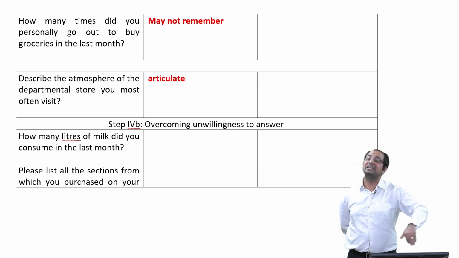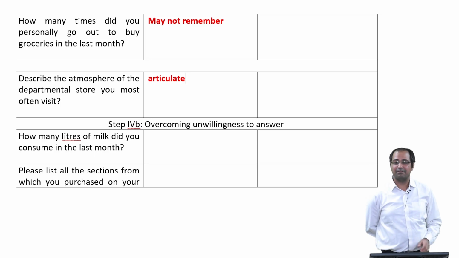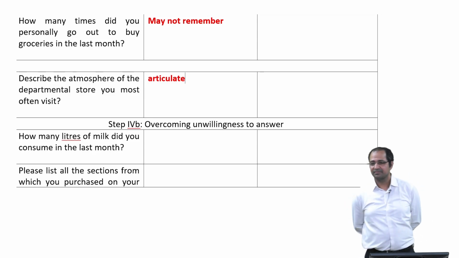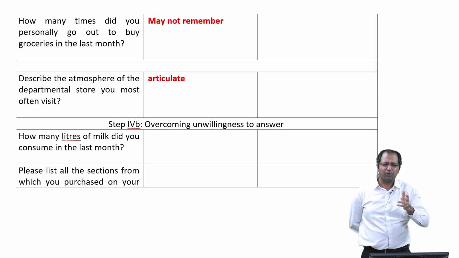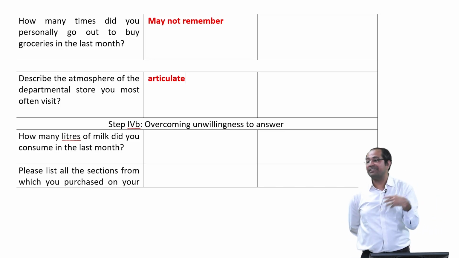So here you are asking a difficult question: describe the ambience or atmosphere. Even if I give this in the exam, some people would not be able to articulate. And then they will raise a hand and ask, sir, atmosphere, what should I write?